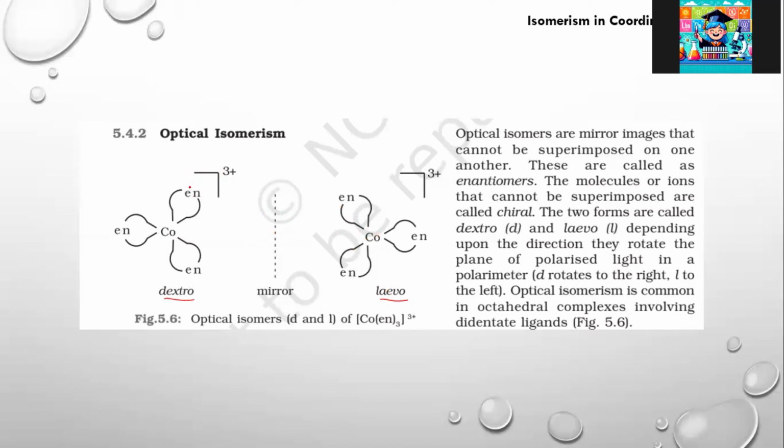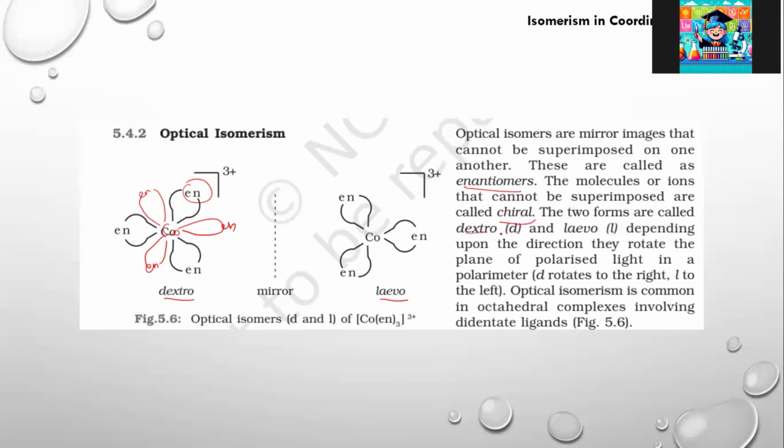If we try to place the second, levo isomer on top of the dextro one, we will get something like this, and the second molecule will be like this again. So they are not superimposable. They are not coming exactly on top of each other. Such isomers are known as optical isomers. They are also known as enantiomers, and these kinds of molecules that cannot be superimposed are also called chiral.